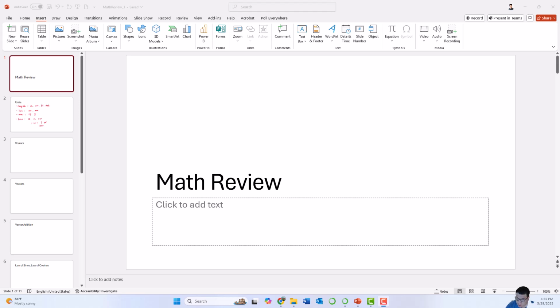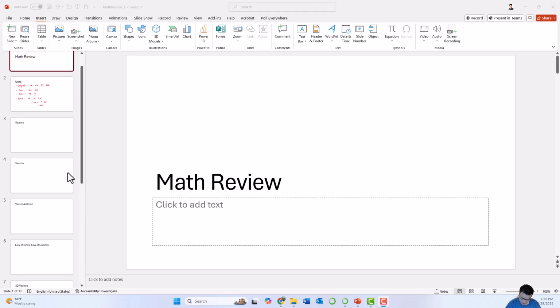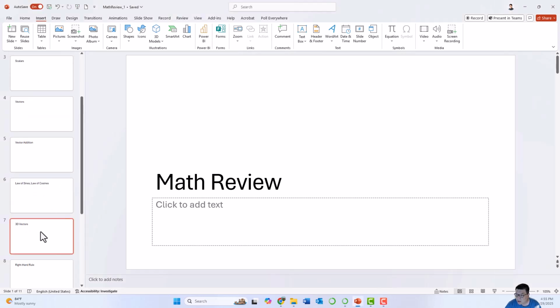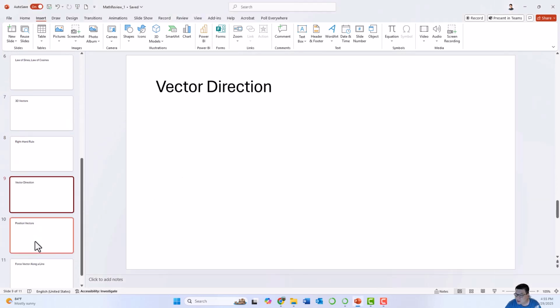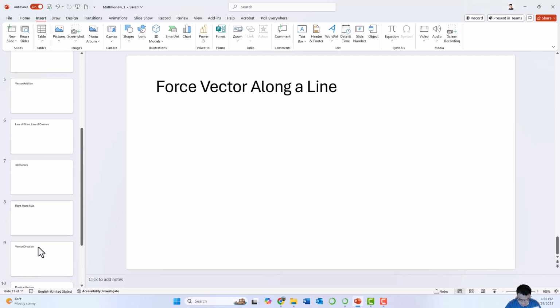Hi class, I'm recording a math review to help you better understand the statics. So in today's first math review, we will discuss the units, scalar, vectors, vector additions, and also law of sine, cosine, 3D vectors, and right-hand rules, vector direction, projection vector, and force vector along the line.